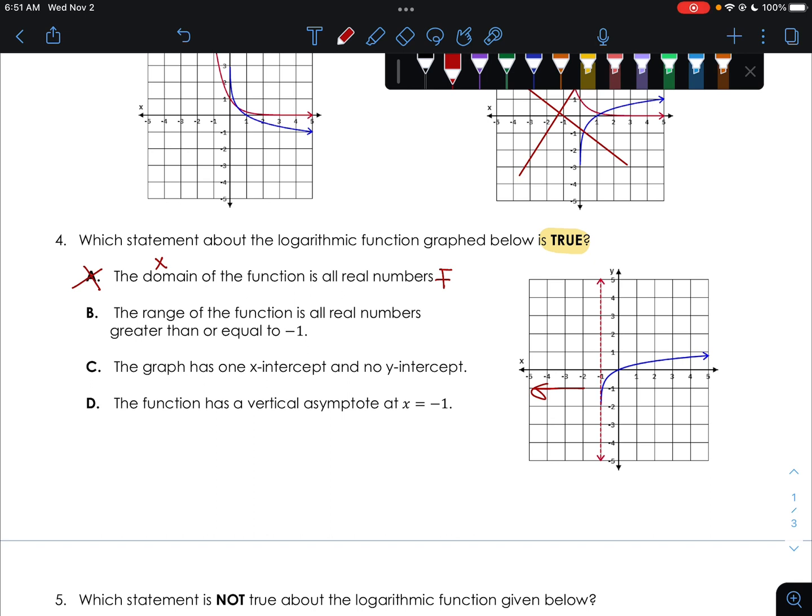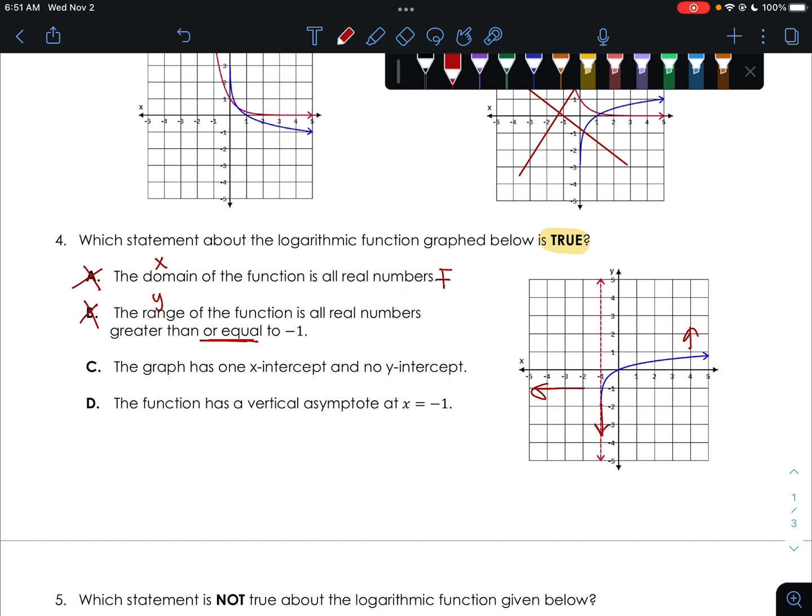B, the range of the function is all real numbers greater than or equal to 1. The range is our y values. It goes from the bottom to the top, and it's going to keep going down forever and keep going up forever, and that is false. Also, because there's an asymptote at x equals -1, it could not be equal to, so that is also why it is incorrect.